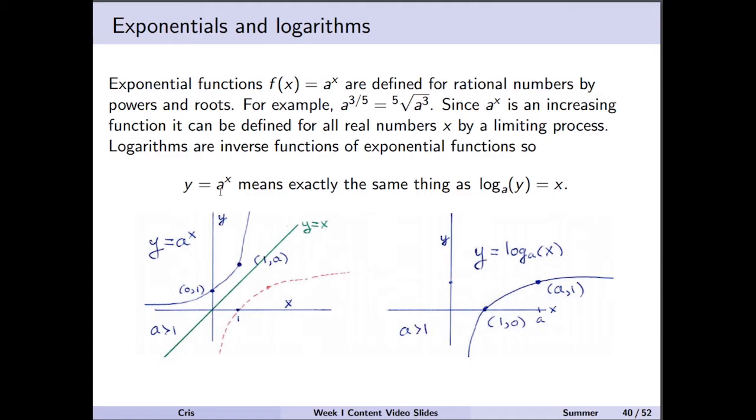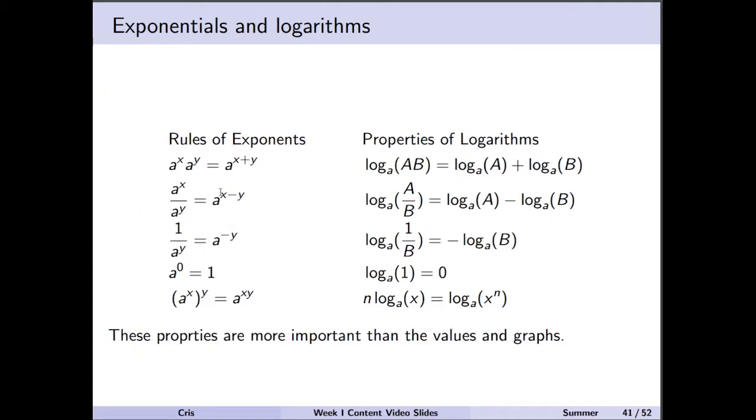Now, these graphs and these values of exponentials and logarithms are maybe not so important as the rules of exponents and the properties of logarithms. It's kind of funny, but the rules that govern these functions are in some sense more important than the functions themselves. So let's review the rules of exponents. The product of two powers to the same base is given by adding the exponents. The quotient of two powers to the same base is given by subtracting the exponents.